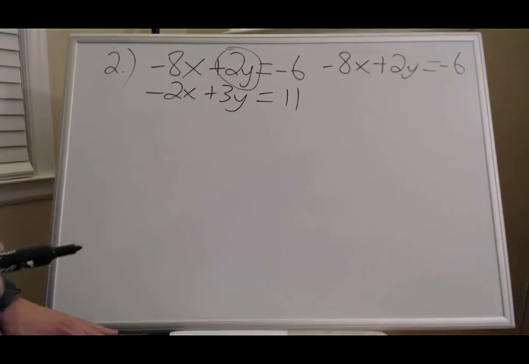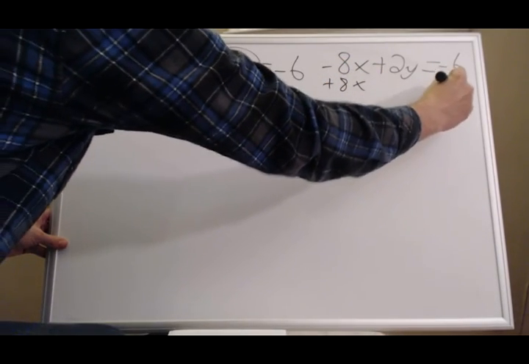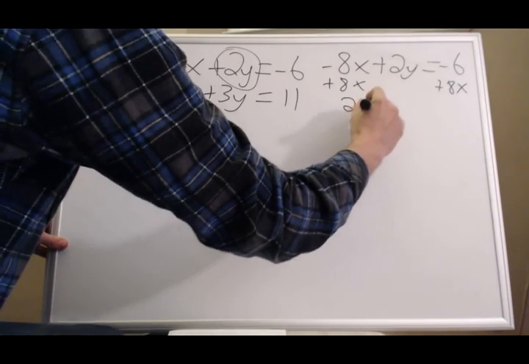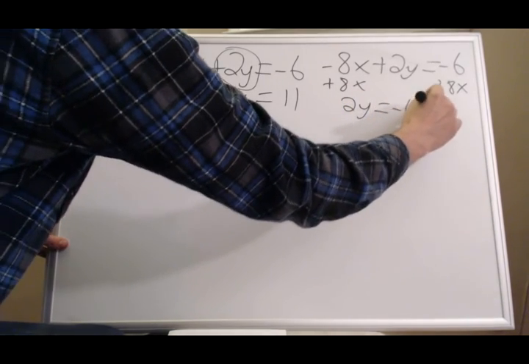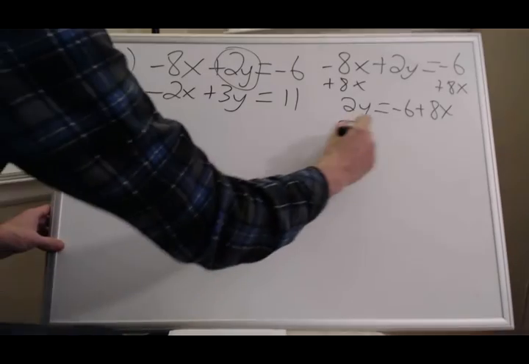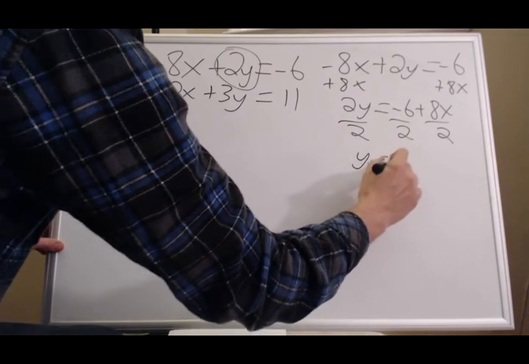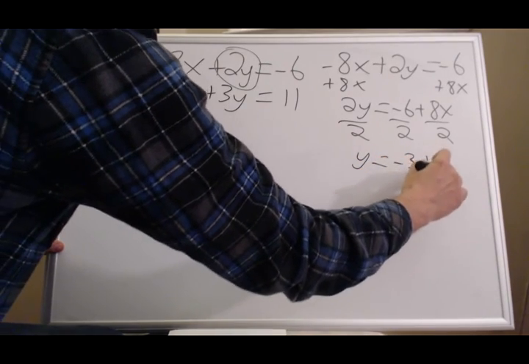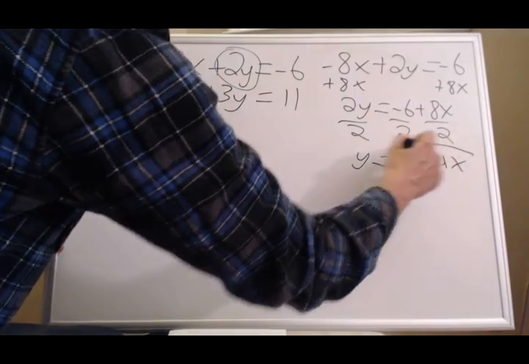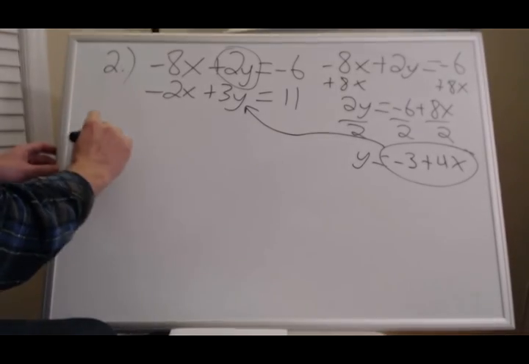First thing we want to do is move 8x over to the right. That leaves us with 2y is equal to negative 6 plus 8x. We want to get 1y though. We'll divide everything by 2. We get y is equal to negative 3 plus 4x. We'll take this quantity and we're going to plug it into the other equation.